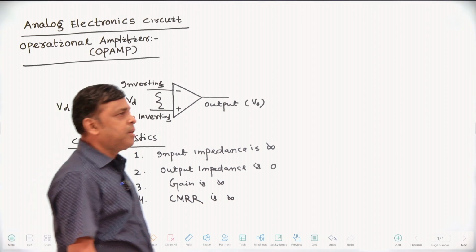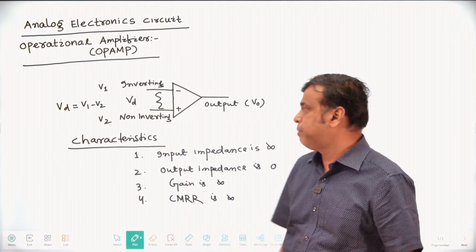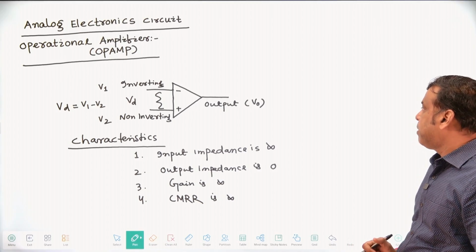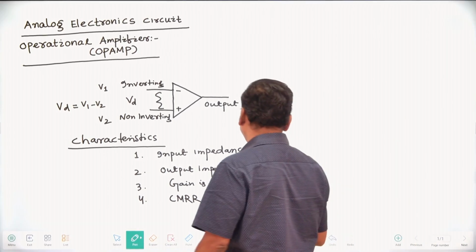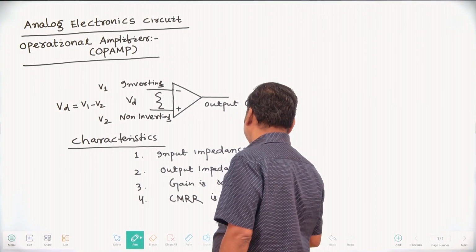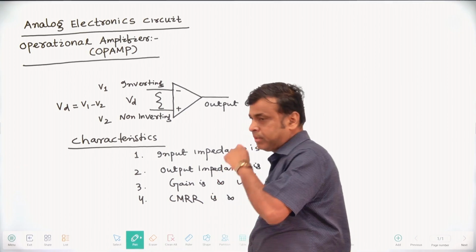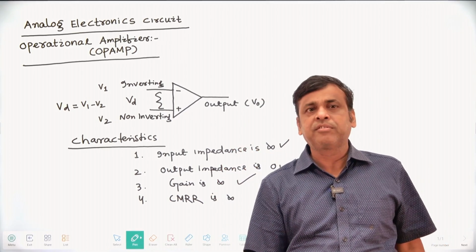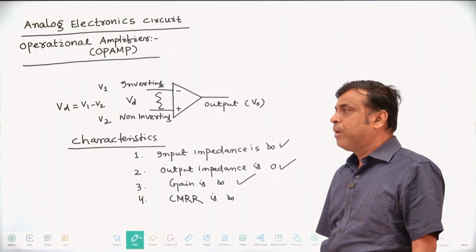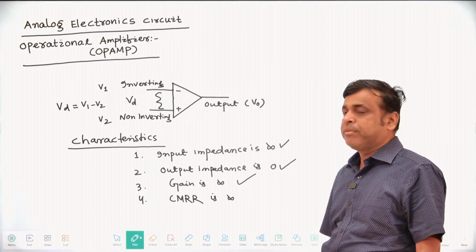So one of the important cases is what? In case of operational amplifier, there are so many characteristics. First, these three characteristics are very important: input impedance is infinite, output impedance is 0, gain is infinite. Using these three characteristics, you can solve so many numericals related to the operational amplifier.